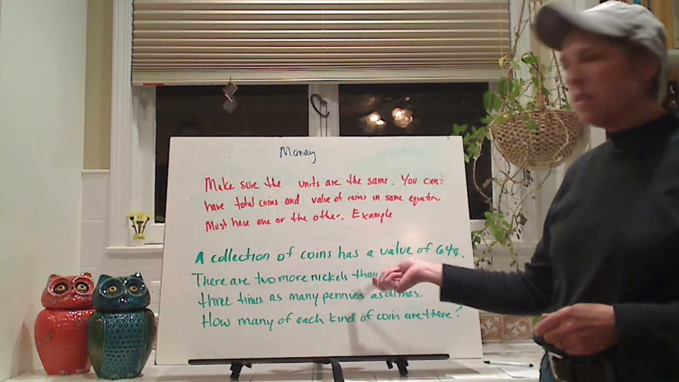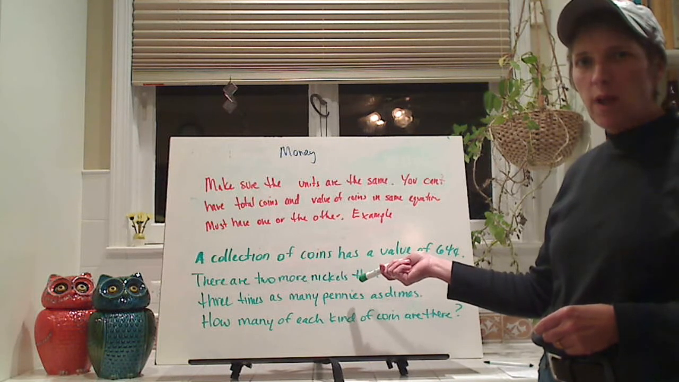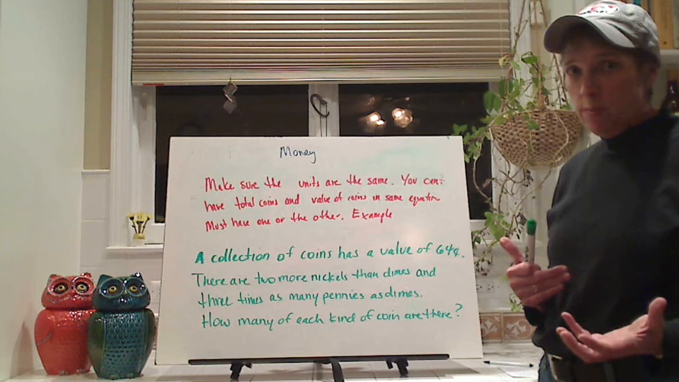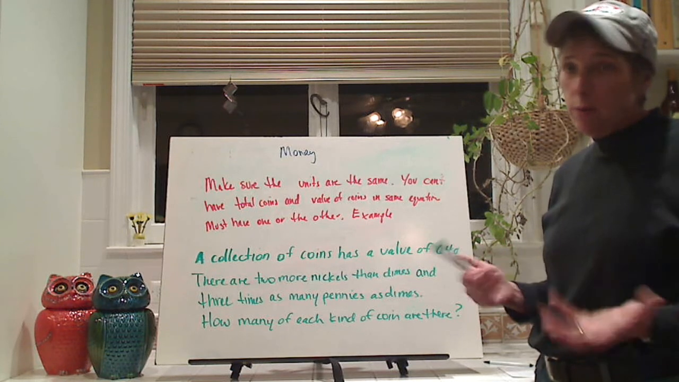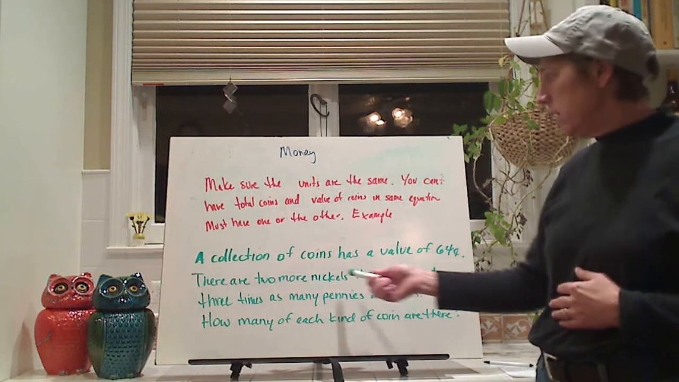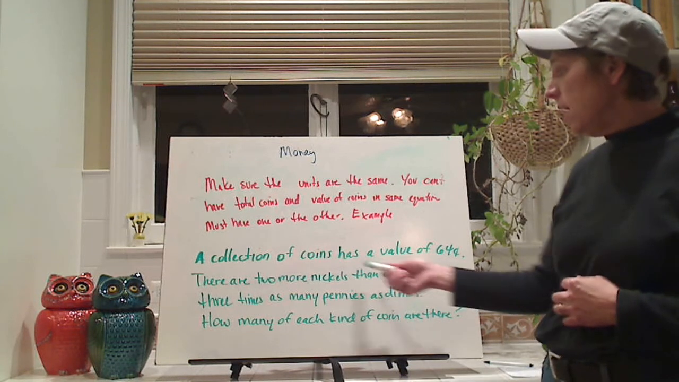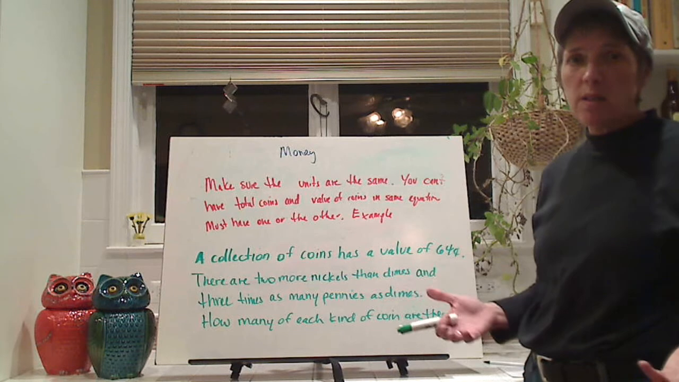So you should be able to set up your labels. What's x going to be? I'll give you a hint. The number of what? What's everything being compared to? Nickels are being compared to dimes, and pennies are being compared to dimes. So x is the number of dimes.